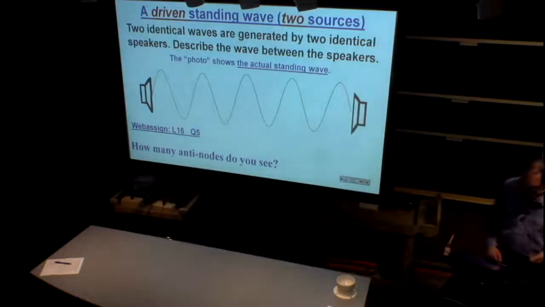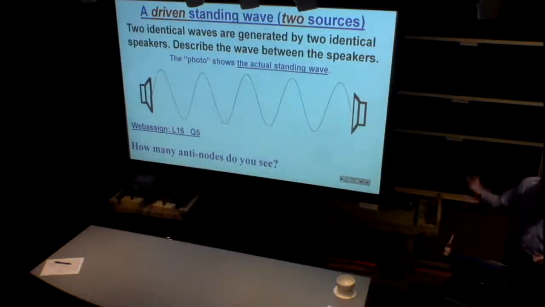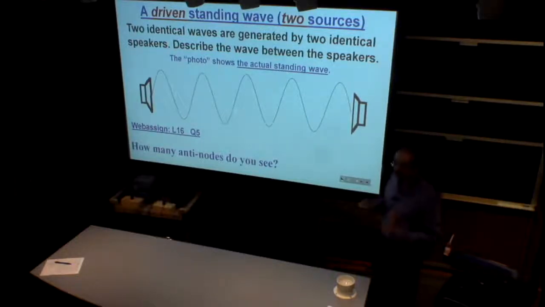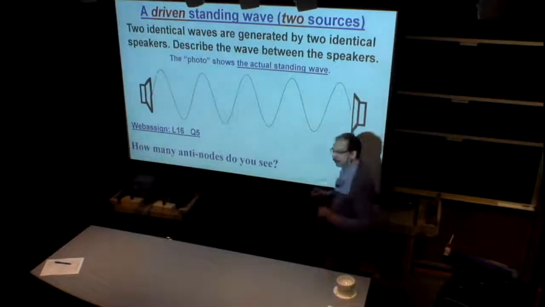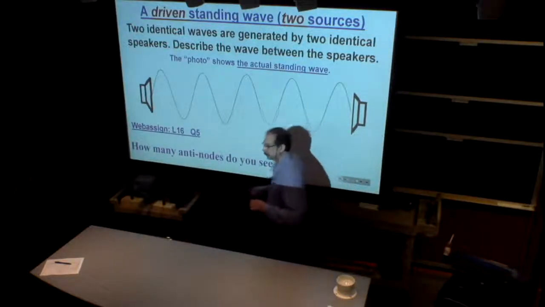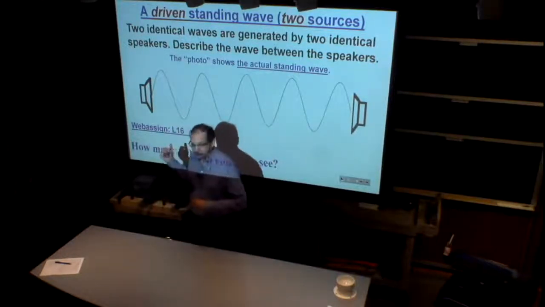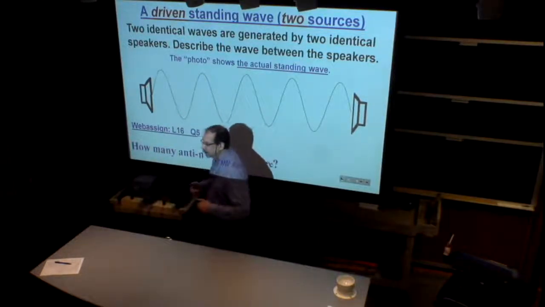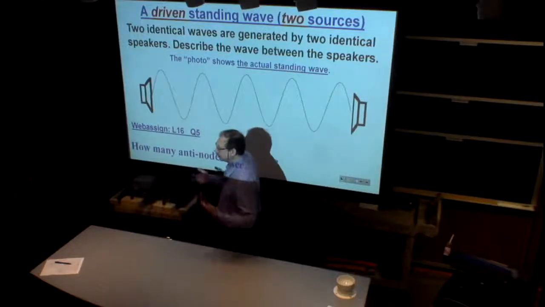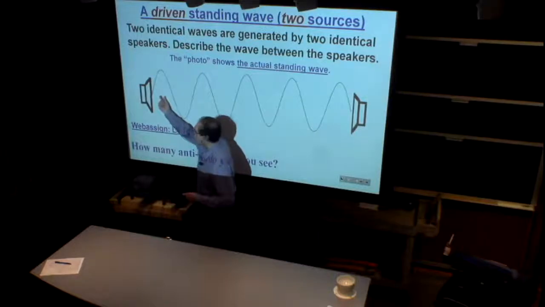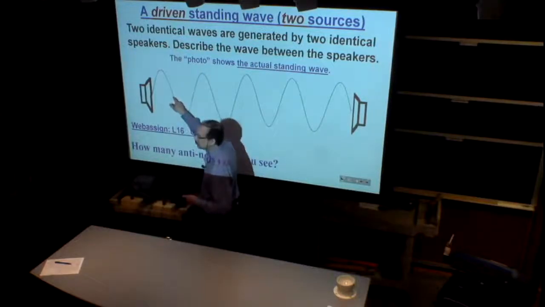Now we can answer this question. How many antinodes do you see? This is a photograph. We call it a pictorial representation of a longitudinal wave. The longitudinal wave doesn't look like this. This is a transverse wave. But the longitudinal sound wave would have extra density here, average density here, lower density here.